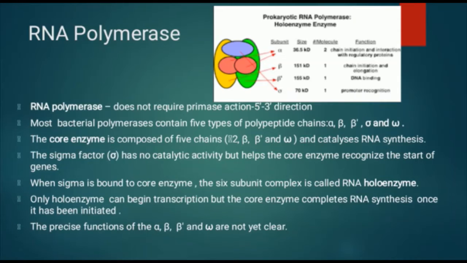The core enzyme which catalyzes RNA synthesis is composed of 5 chains: 2 alpha chains, beta, beta-prime and omega. The sigma factor has no catalytic activity but helps the core enzyme to recognize the start of genes. When sigma is bound to core enzyme, the 6 subunit complex is referred to as RNA holoenzyme. This RNA holoenzyme only can begin transcription, but the core enzyme completes RNA synthesis once it has been initiated. The precise functions of the alpha, beta, beta-prime and omega are not yet clear.